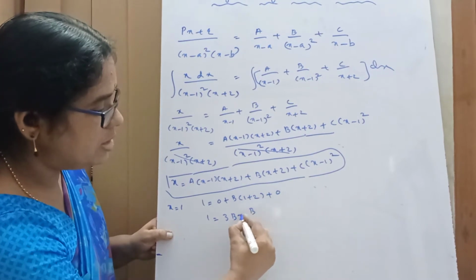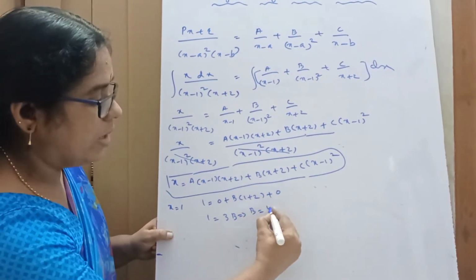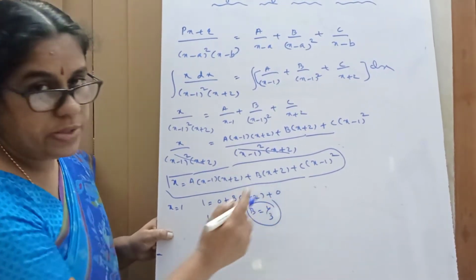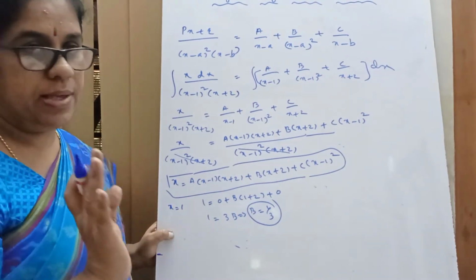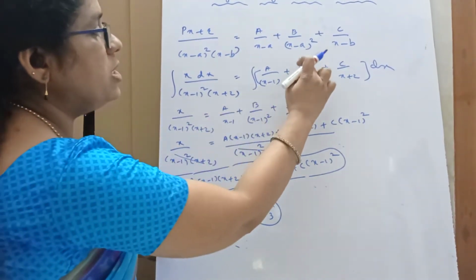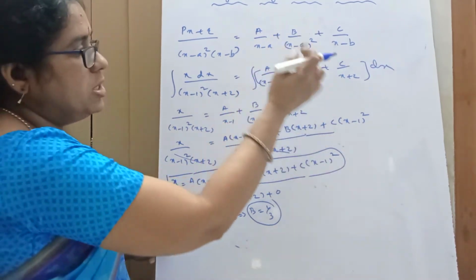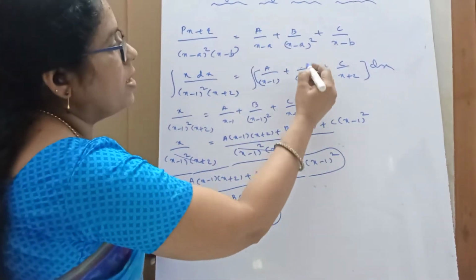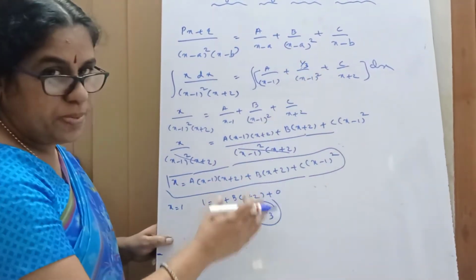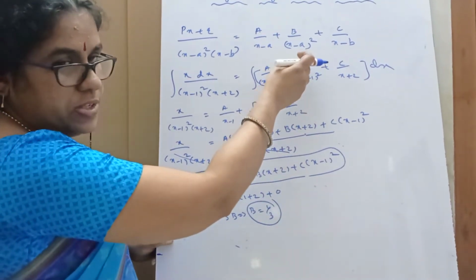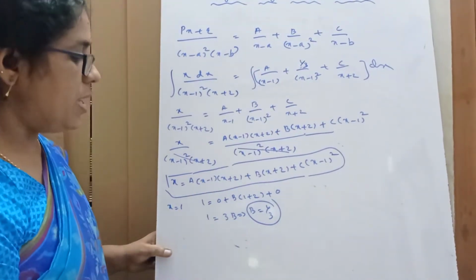Therefore we got b equal to 1 by 3. So we got one constant, b equal to 1 by 3. Okay, after getting each constant I am going to put it here. But there is no space here, so I am writing the constant here. Okay, b equal to 1 by 3.